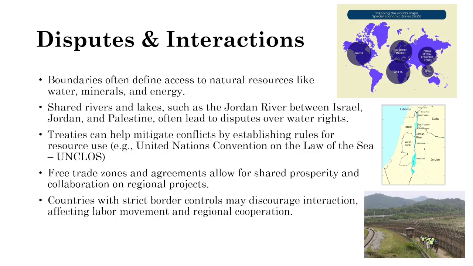There are countries with strict border controls that may discourage interaction. That can affect labor movement and regional cooperation. For example, it's very hard to get into North Korea, almost impossible to get in or out of North Korea, and that's discouraged a lot of movement and cooperation. You don't see anyone moving to North Korea for jobs or education because they have such strict boundaries around the country.